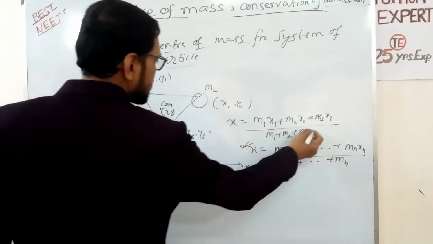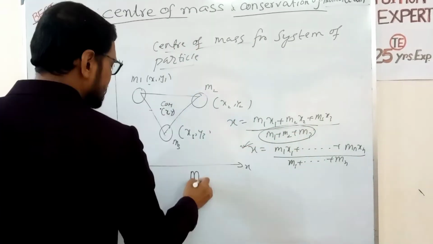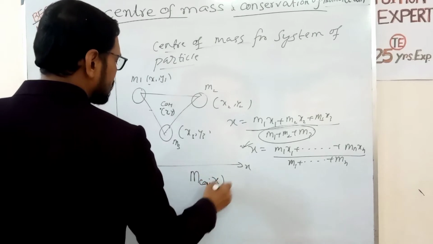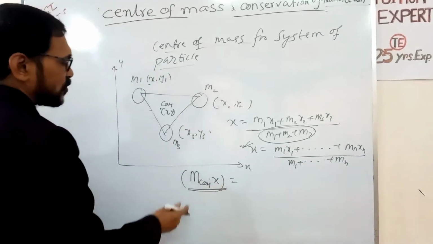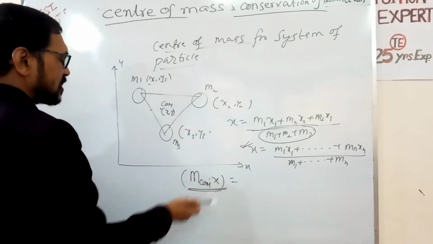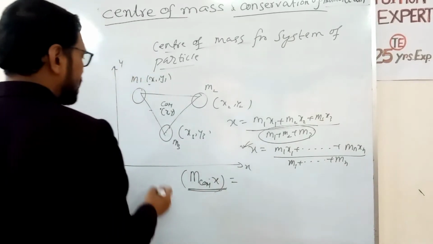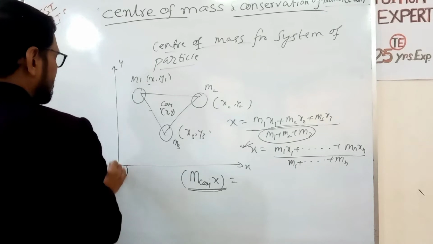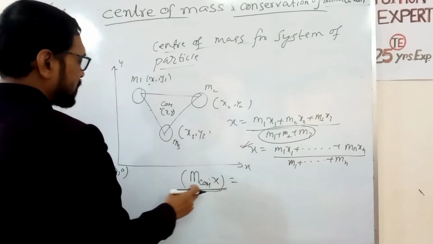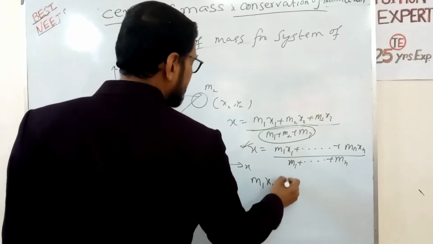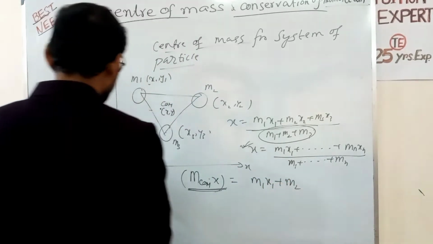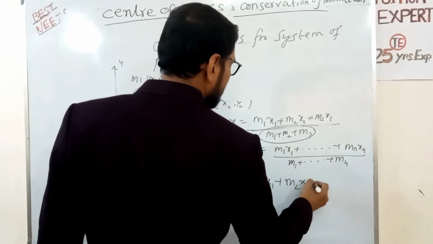Total mass of the system, that is the mass at the center of mass, into the x coordinate is the mass moment. Mass into distance is called mass moment. So the mass moment of the center of mass about the origin will be equal to the mass moments of the individual particles about the origin, m1 x1 plus m2 x2, and so on.